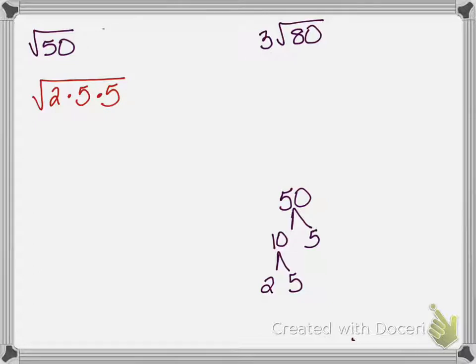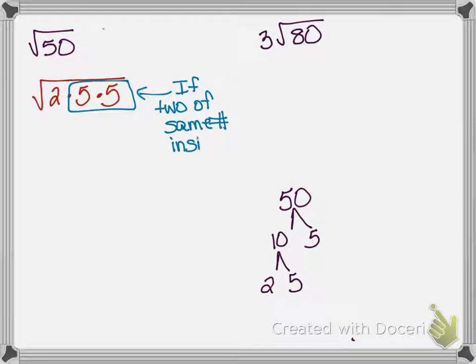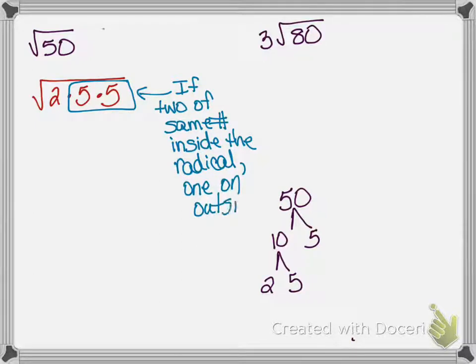Okay. If there are 2 of the same number inside the radical, that simplifies to 1 on the outside. Okay? So if I've got 2 5s on the inside, I'm going to put 1 on the outside. And those disappear. Okay, so what do I have left on the inside? Just the 2. Okay? Now I want us to do that with 45 as well.